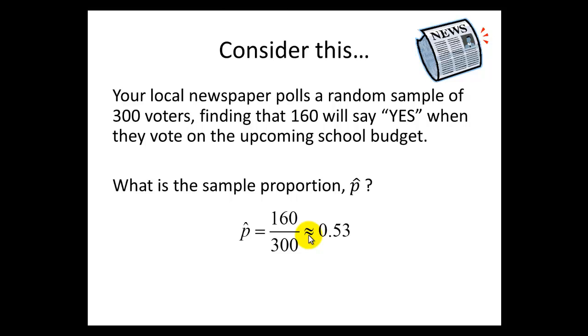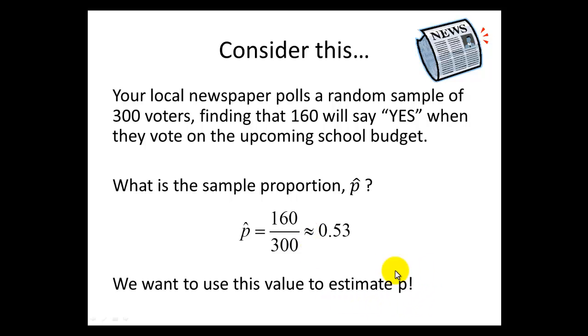The paper's aim in doing this is trying to use this value, again, to estimate how all voters will vote, the population proportion here. And this is a common technique used with groups wanting to know a population proportion. They are interested in that, and they want to use a sample in order to estimate it.